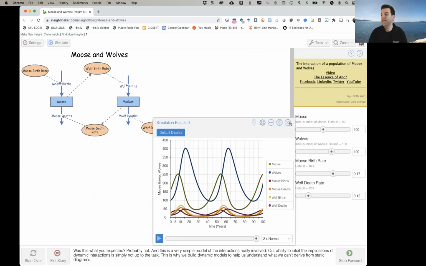Now, you might look at that and say, I've seen this diagram before, and I kind of knew about these oscillations. That's not that exciting. Do I really need a fancy computer simulation to do that? And this is just a basic model.